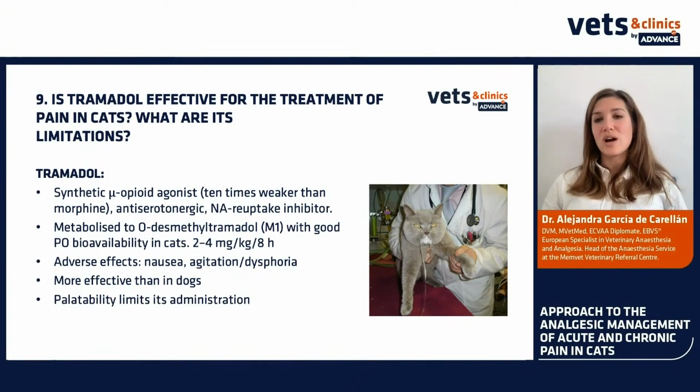So it's been described to have reasonably good efficacy in chronic pain, however it has adverse effects like nausea, agitation, or dysphoria. So we have to move with these doses to try to reduce the side effects but get good efficacy for chronic pain treatment, and it's actually more effective in cats than in dogs. Basically the limitation of Tramadol is the palatability. It's the bitter taste that cats don't like, this poor cat that has lots of salivation after administration of an oral medication.